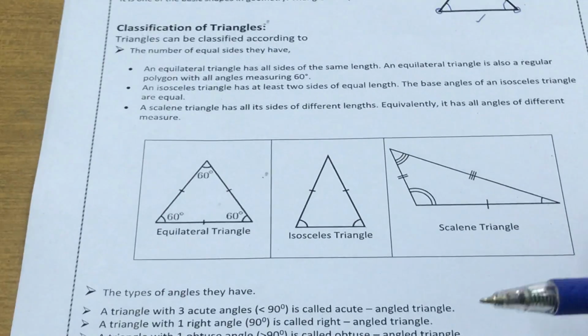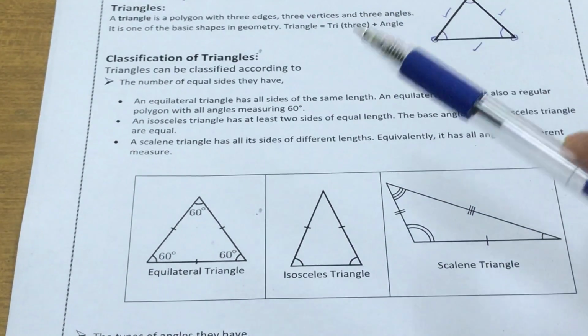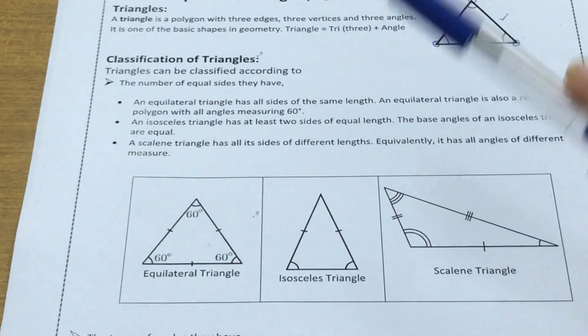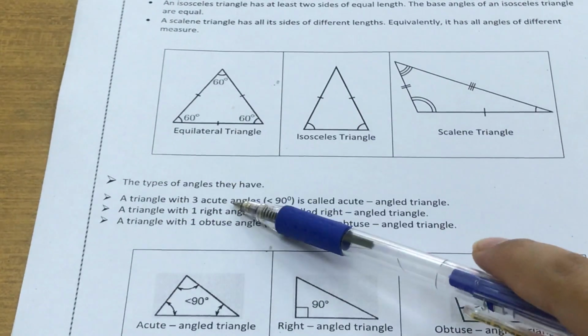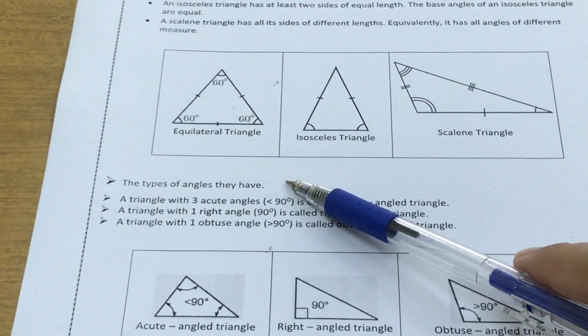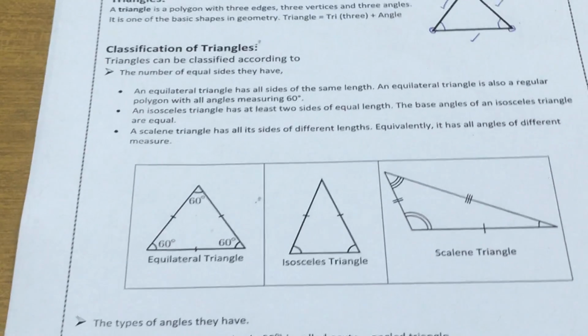So what we have discussed today, we have discussed the classification of triangles according to the equal sides, and secondly according to the types of angles they have, right? Understood? Hope you have understood. We will discuss now interior and exterior angle calculations in our next lessons.